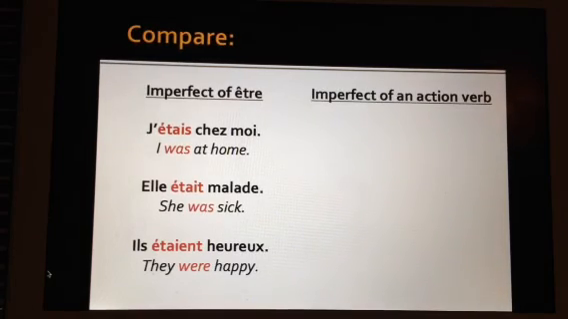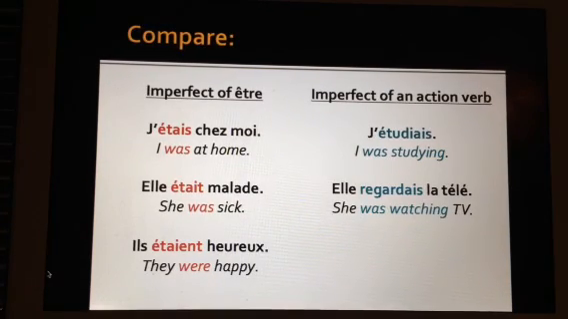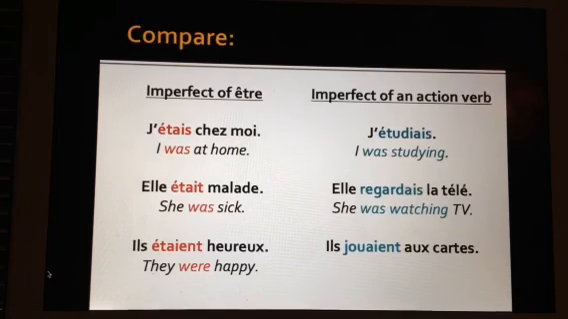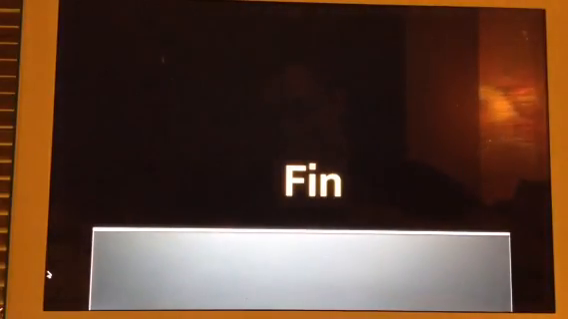So here's the imperfect of an action verb. J'étudiais. I was studying. In this case, étudier is both of the words was studying in English. Don't try to use j'étais because it does say I was in English. It's really j'étudiais. Elle regardait la télé. She was watching TV. Ils jouaient aux cartes. They were playing cards. So again, only use the imperfect of être when you're talking about just a was, not an action. Was or were. Okay? And now that's the end of our imperfect formation notes.